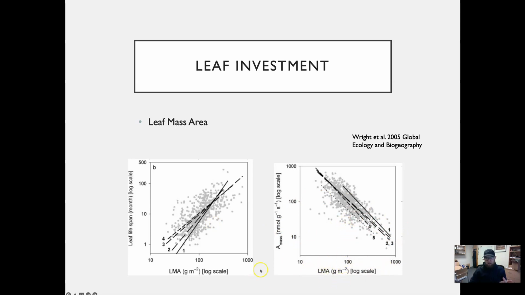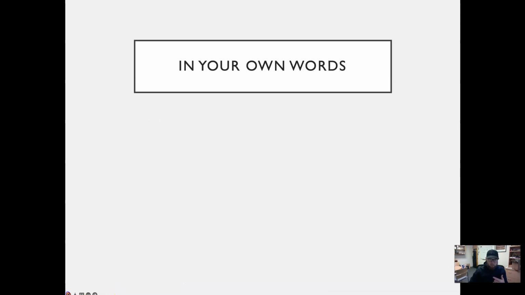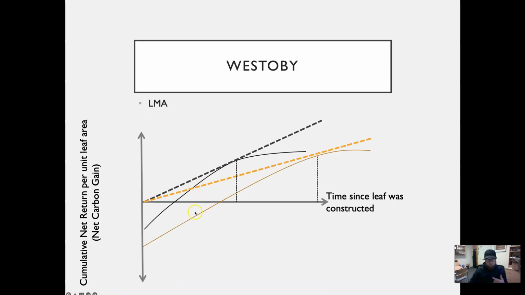LMA is again on the x-axis, and then we have photosynthesis on the y-axis. You can see that plants that have high LMA, they've invested a lot in the structure of their leaves, and they tend to have lower photosynthetic rates or lower growth rates. So if we go back to this figure right here, we can see that conceptually. This orange line represents the plant with high LMA, and it has slower returns on the investment from the plant. So this represents lower photosynthetic rates.